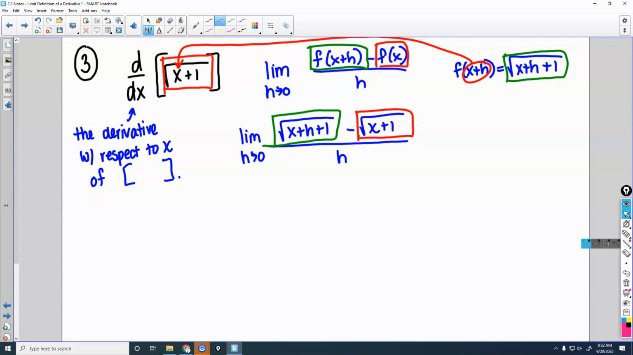So that's x plus 1, or square root of x plus 1. Alright, how do I solve that? If you plug in 0, you get square root of x plus 1 minus square root of x plus 1, which is 0 over 0. What's the fancy name for it?